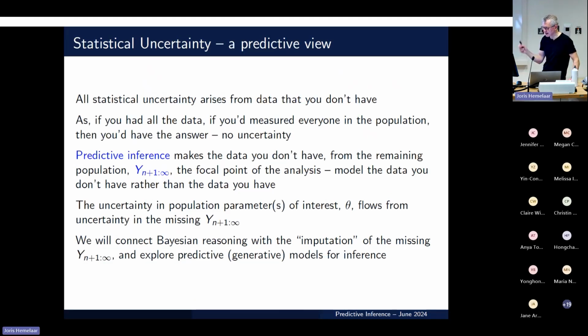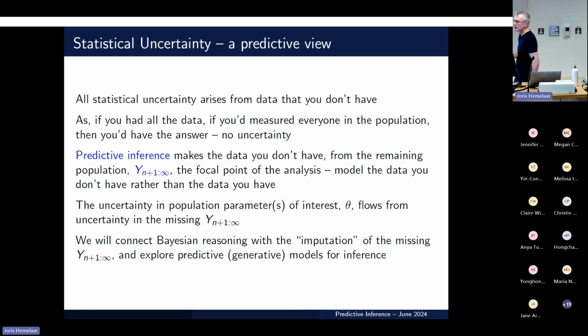And this might come across as a bit unusual, but this is where we're going to go: all uncertainty arises from data that you don't have. Statistical uncertainty arises from the information that you don't have. That's why you need statisticians. Because if you had all the data, there's no uncertainty.